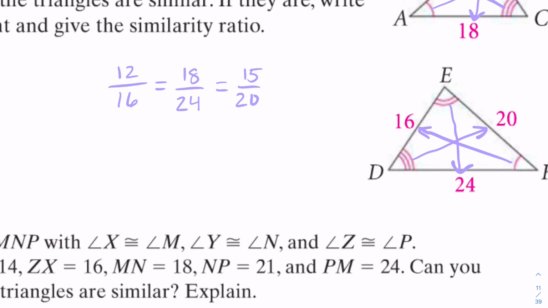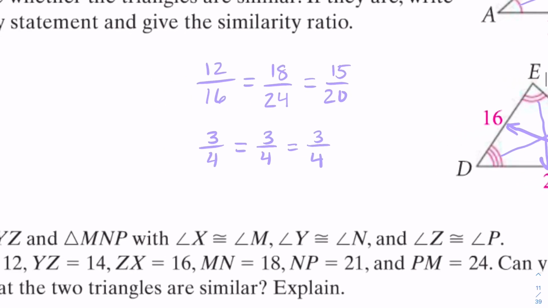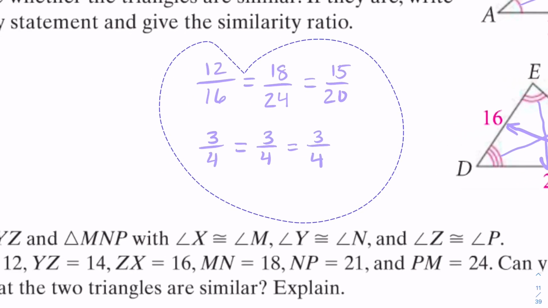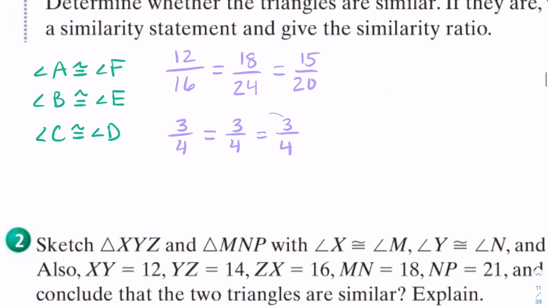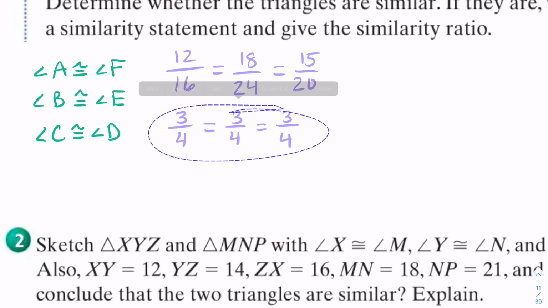So 4, 8, 12, 16. So this simplifies to 3 over 4. This one, 6, 12, 18, 24, simplifies to 3 over 4. And 5, 10, 15, 20 simplifies to 3 over 4. So guess what we just determined? We determined that all three sides are proportional and that all three angles are congruent.